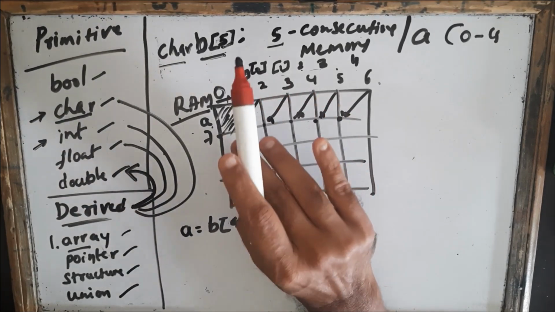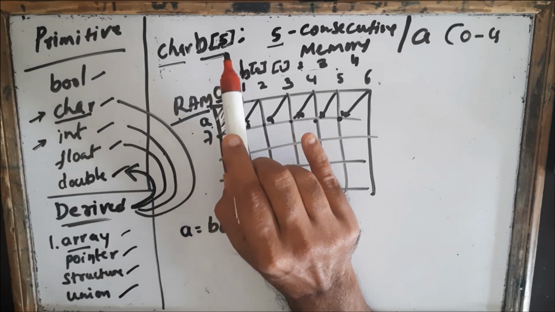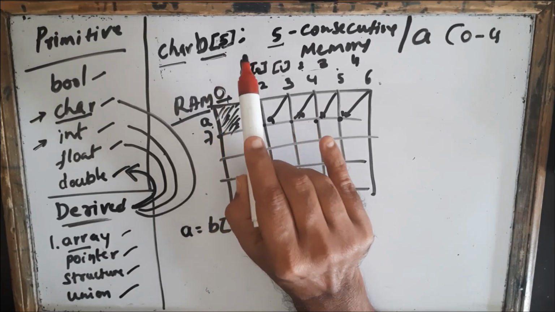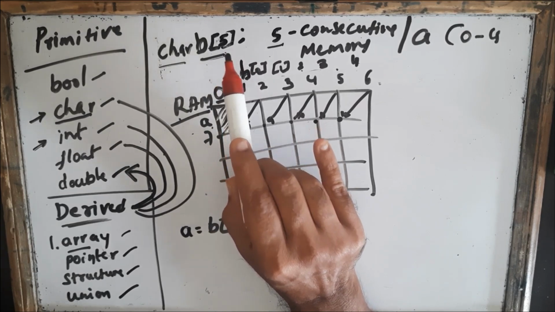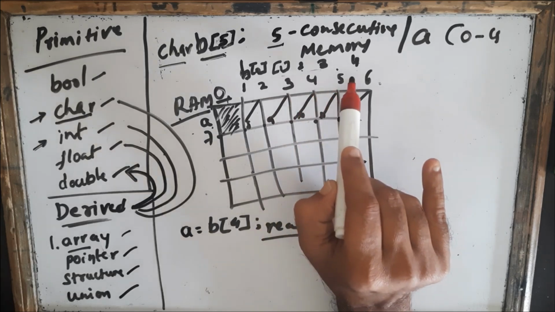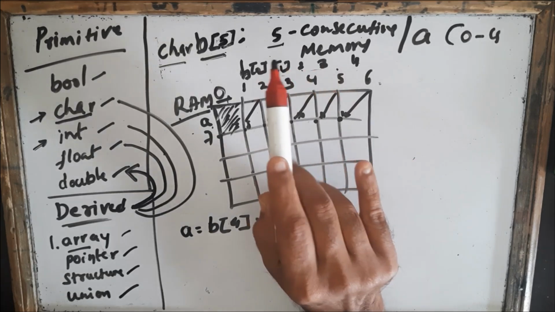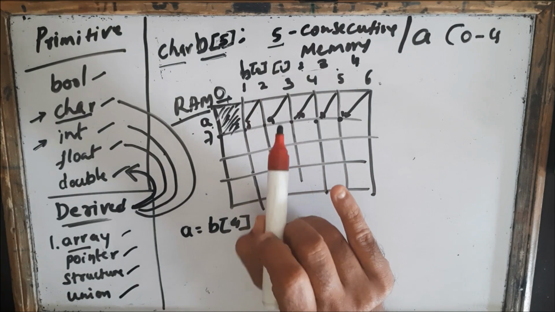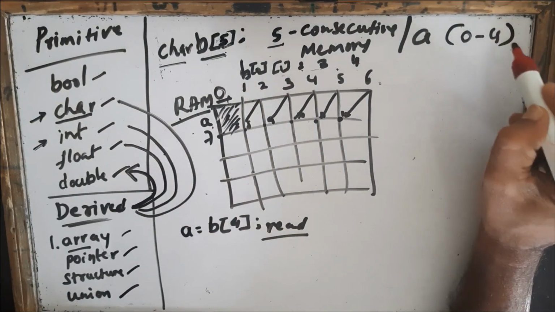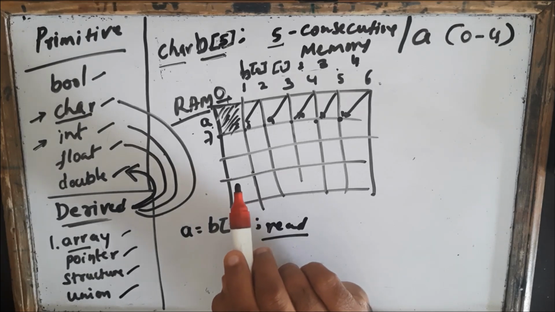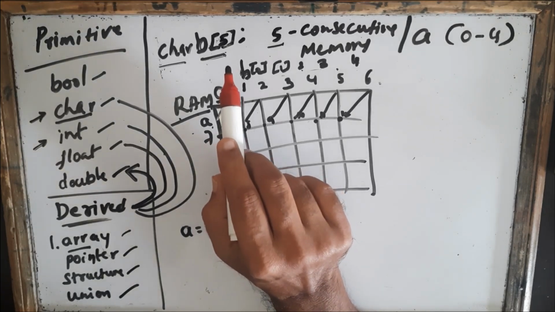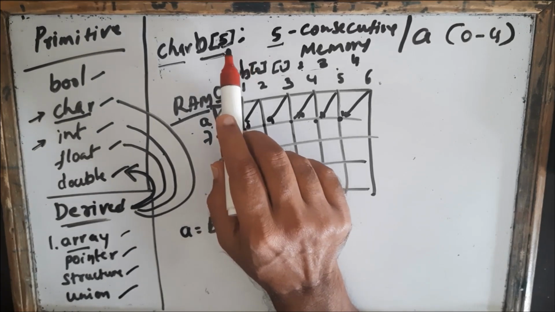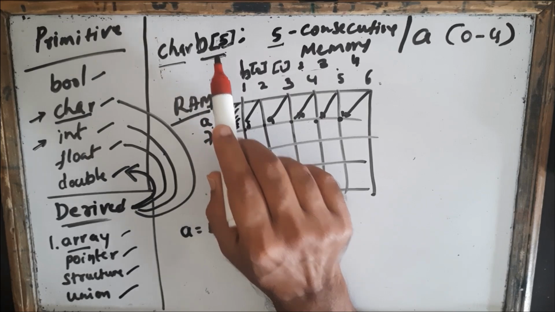And one thing you need to consider here: for C, the index normally starts with 0, 1, 2, 3, 4, so 0 to 4, not from 1. That you need to understand. That is one major thing to understand about C. They start with 0, not with 1. Okay, 0 to 4, so B of 5 will be allocated.